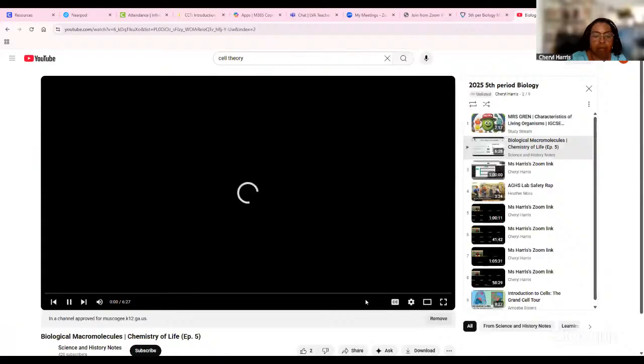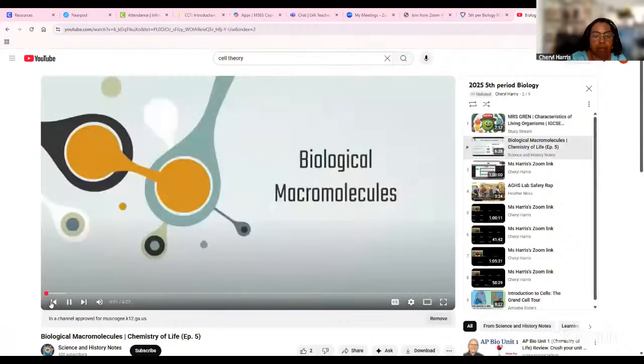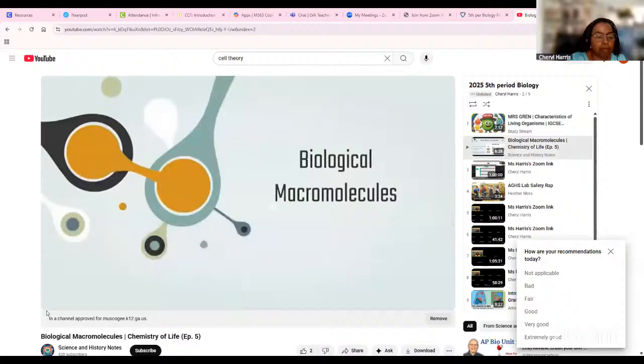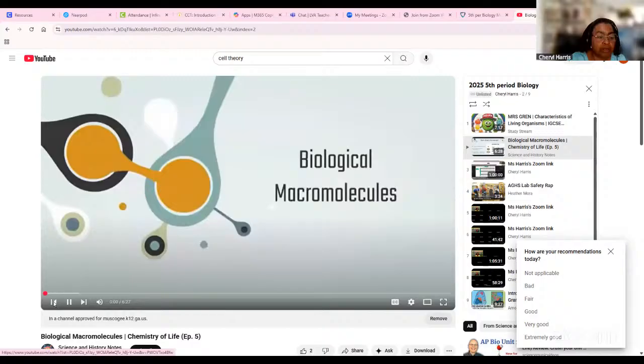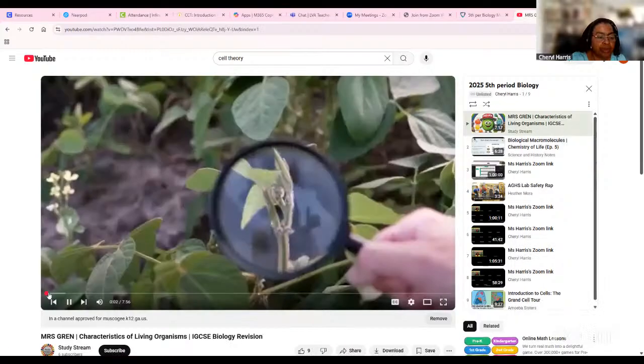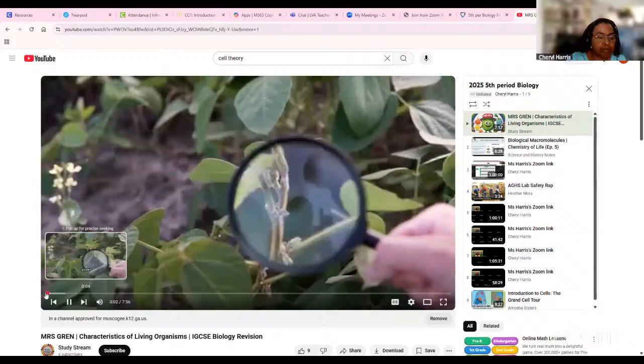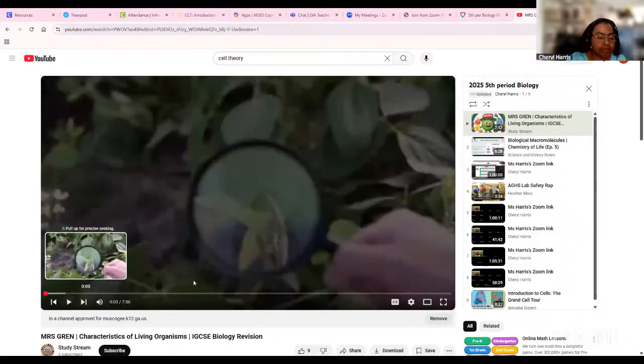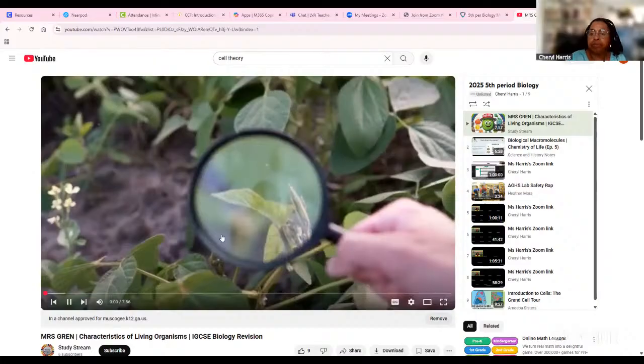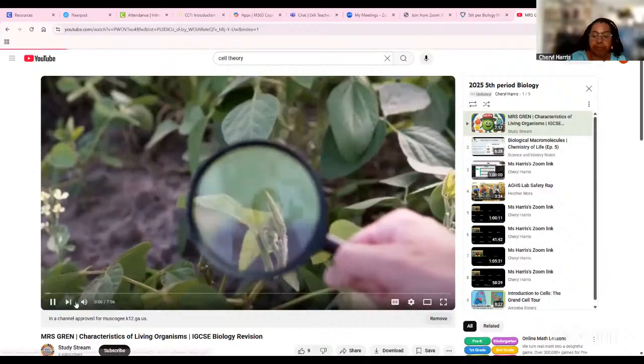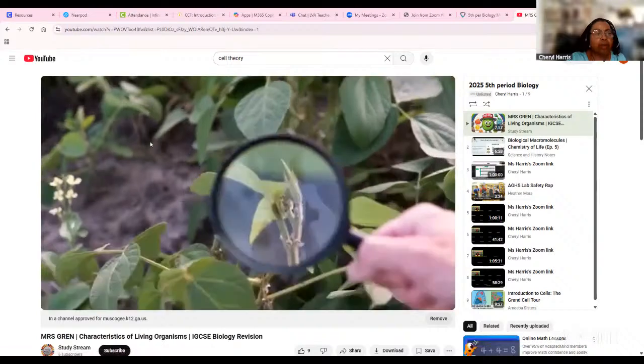Hi everyone, so today we're going to talk about biological macromolecules. They give you a picture and then they don't. I give up. Okay, I'm gonna come out of this for a sec.